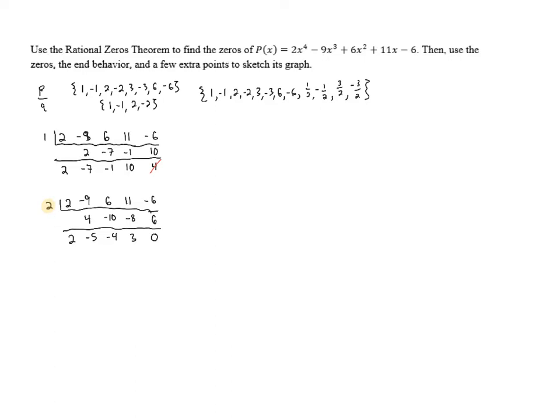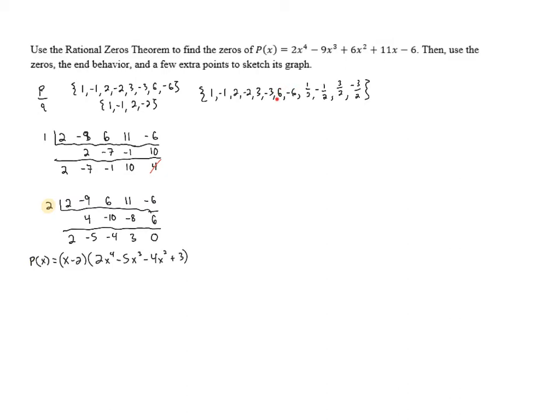And so we can rewrite our polynomial now. P of x equals x minus 2 times 2x to the fourth minus 5x to the third minus 4x squared plus 3.